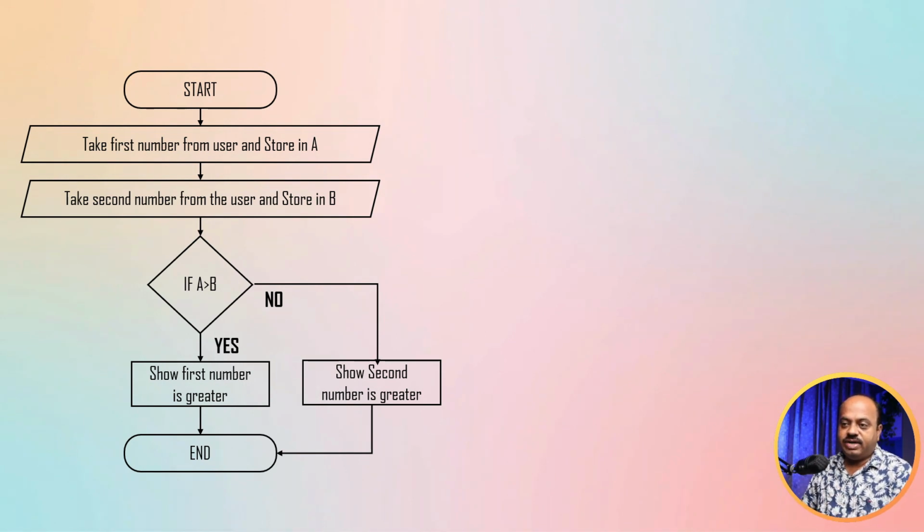So for that, what we did was first we accepted the first number from the user and stored it in variable A, then we accepted the second number, stored it in variable B, and then we did this comparison here. In this comparison, if this statement was true, then it would go to the yes part and print the first number is greater. If the statement was false, that A was not greater than B, then it would come to the no part where it would print that the second number is greater and it would end the program.